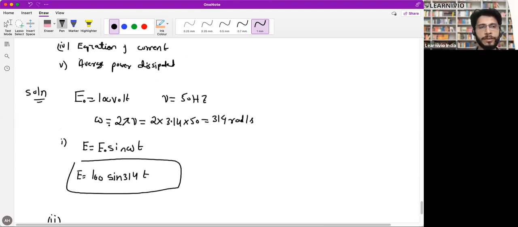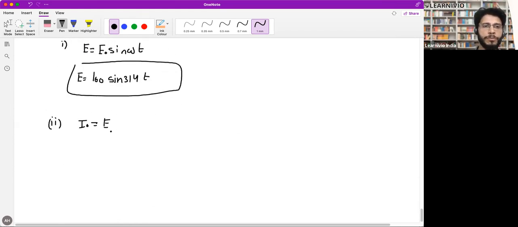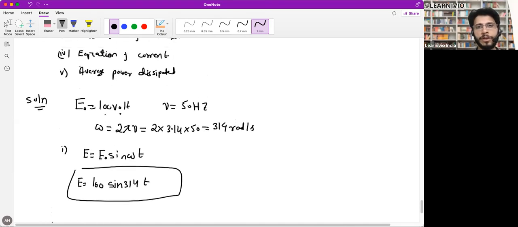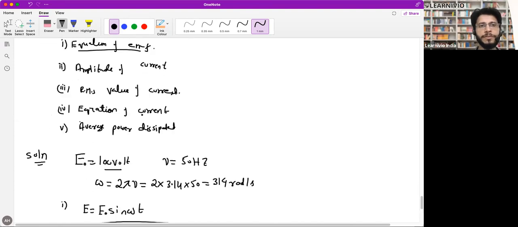Yes, Mariam, that's correct. Second, you need amplitude of current. So amplitude of current is amplitude of EMF divided by resistance. The amplitude of EMF is 100. Resistance is given as 10 ohm.